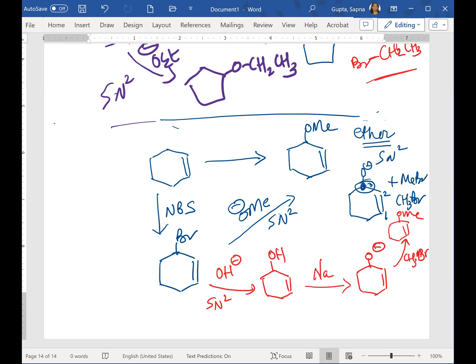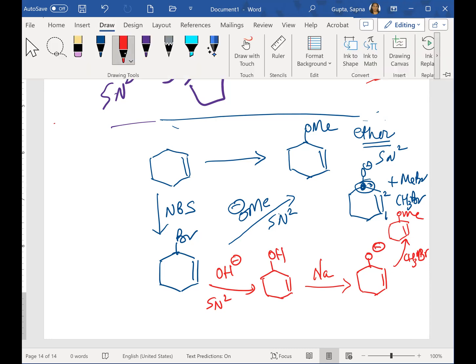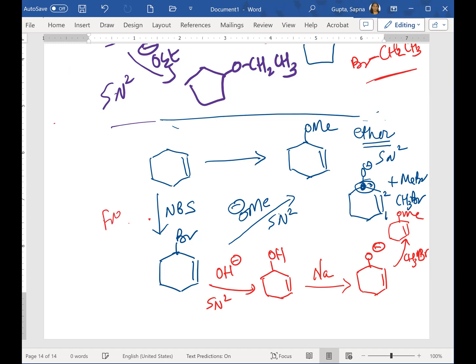So this is just kind of how you can use free radicals. Again, this was the free radical right here. And you can see that I did not use light or heat with it because NBS implies that it is free radical. So you don't have to use light or heat here.